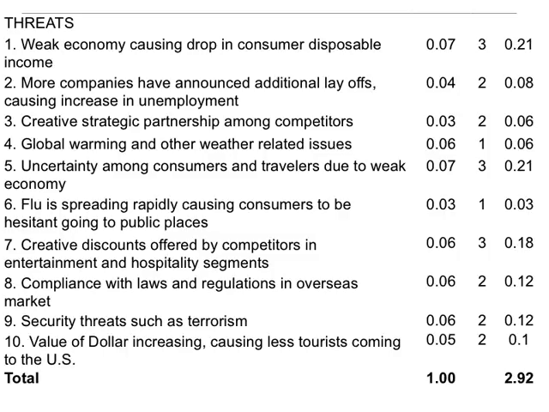And it says here what? Global warming and other weather-related issues. And then it says the flu is spreading rapidly, causing consumers to be hesitant going to public places. What does that have the potential to do? Before shutdown, it has the potential to decrease sales, because customers, if they are not present, unless they buy online. Once sales are decreased, what else is decreased? Revenues, and then eventually it can lead to some kind of problem for the company and not being profitable.